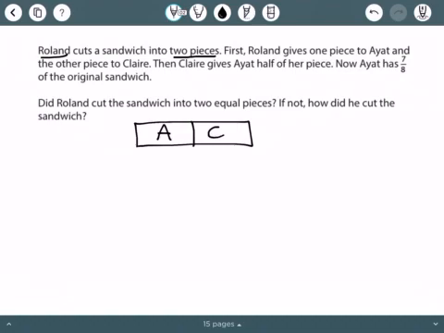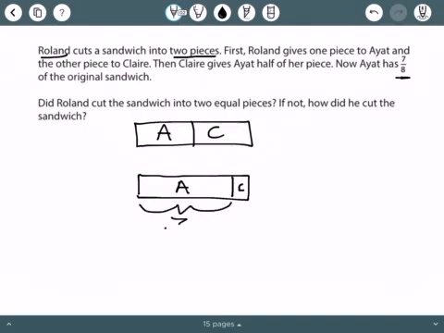Then we get a next bit of information. Claire gives Ayat half of her piece, and now Ayat has 7/8 of the original sandwich. And now we know that it looks like this. Okay, there's the sandwich there. We know that Claire has that piece and Ayat has that piece. So Ayat's piece, we know, is 7/8 there. So Ayat has 7/8 of the original sandwich.